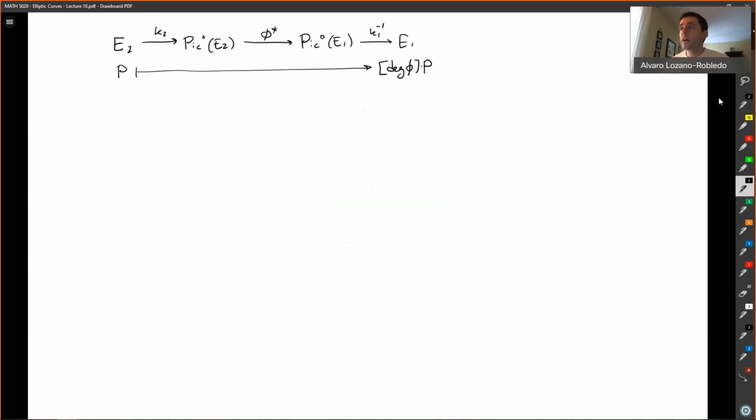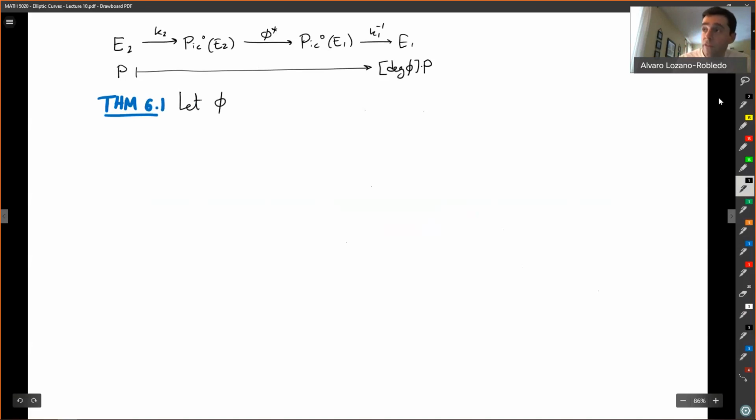Okay, all right. So here is the theorem. This is theorem 6.1 in the book. It says the following: let phi from E1 to E2 be an isogeny of degree m.